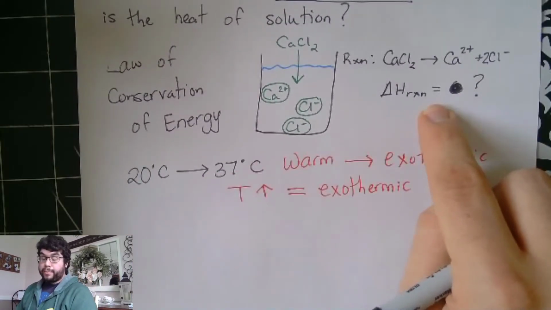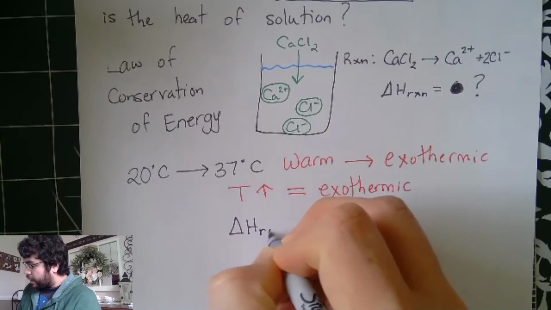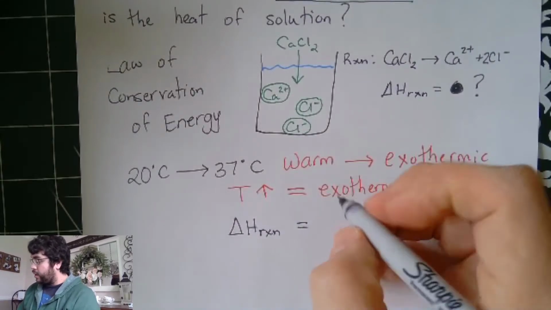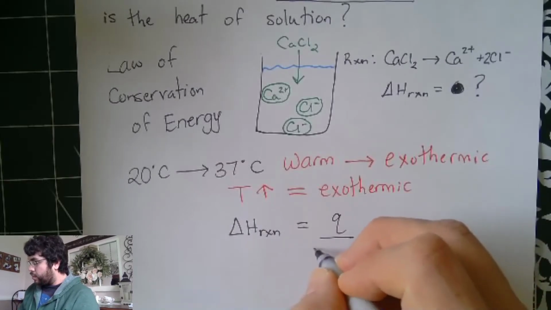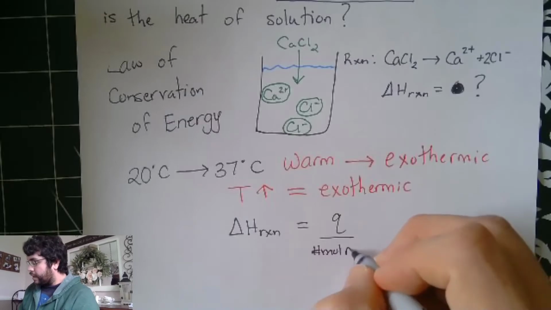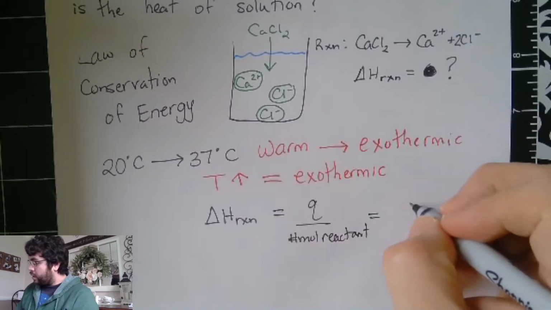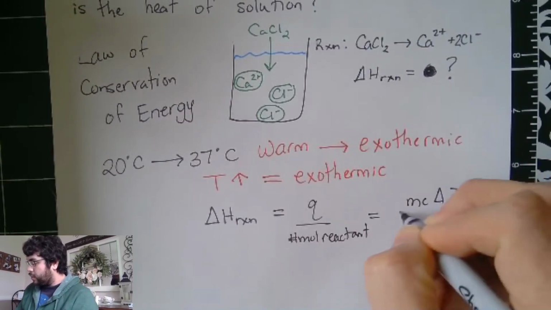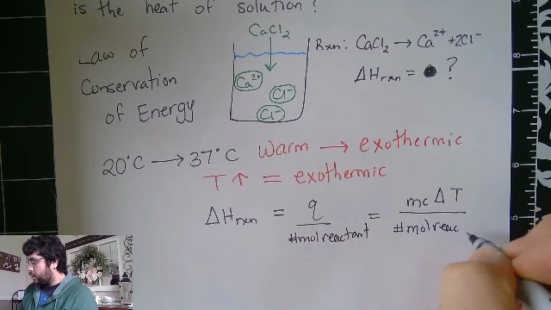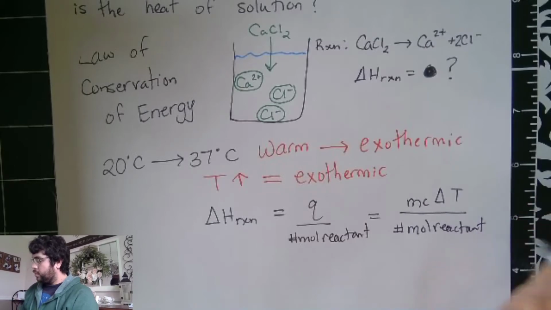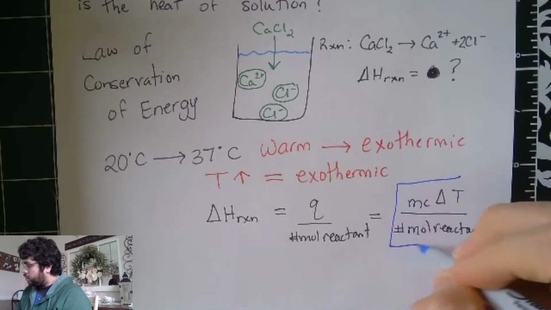Now, we still want to figure this out. We want to know at the end of the day the enthalpy of the reaction. The enthalpy of the reaction can be broken down into an equation. It can be Q over the number of moles of reactant, where Q is MC delta T. So that's kind of the big deal equation for finding this value right here.